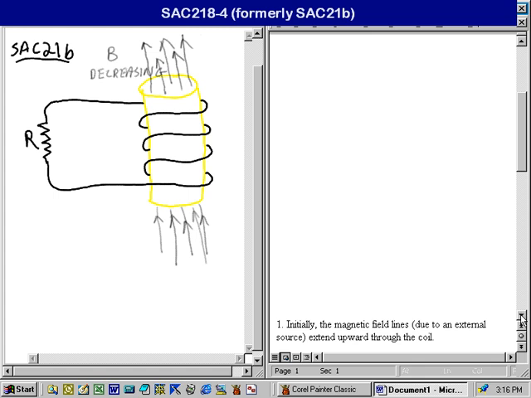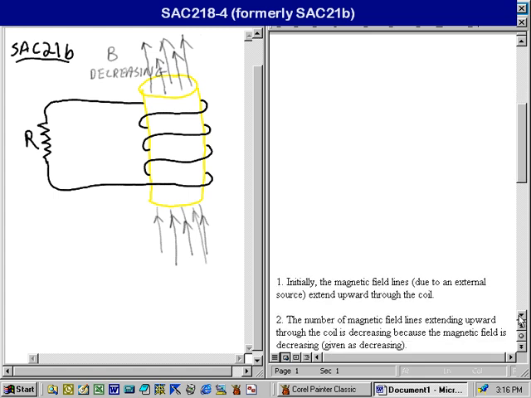And then we have to establish what the change is, specifically with respect to the coil. We find that the number of magnetic field lines extending upward through the coil is decreasing with time. Okay, that means some of these are disappearing. Let's go ahead and indicate some of these lines disappearing. That one's disappearing with time, due to the fact that the external magnetic field is weakening.